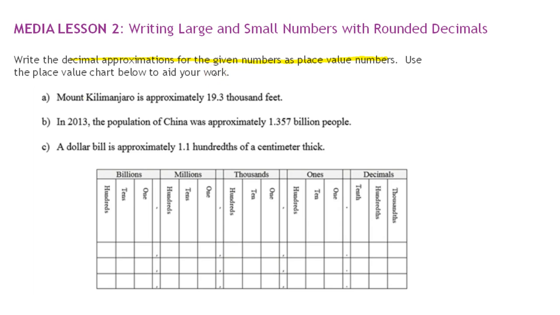Okay. So our first one says that Mount Kilimanjaro is approximately 19.3 thousand feet. Okay, so frequently numbers will be recorded about this. Maybe it's really 19,327.24 feet. Okay, but that's more information than we need, and lots of times we don't want to write long big numbers, and this is a good approximation. So let's see how we could write this as just a regular place value number.